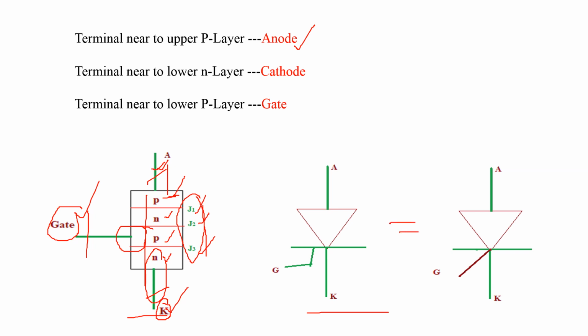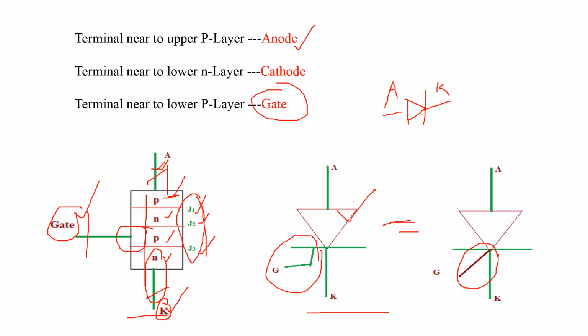The diode construction is like this. A diode has 2 terminals, that is only anode and cathode. Coming to SCR, it has one more extra terminal, that is the gate. This gate terminal may be connected like this or we can connect like this. These two electrical symbols are the same, we can use any one symbol. This is about construction and electrical symbol of SCR.